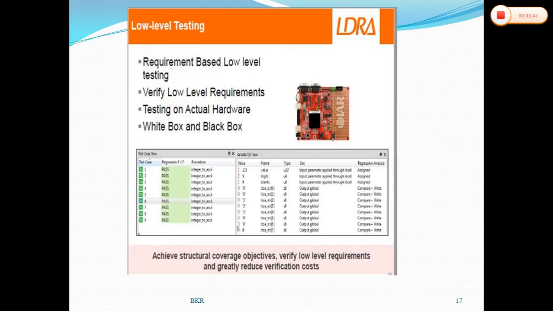In functional testing, one is low level testing. What is low level testing? Testing on the actual hardware, either white box or black box. What is white box testing? In white box, the tester knows the logical relationship between input and output. He must know that relationship. What is black box? The tester doesn't know what is inside the box. He just applies the input and sees the output. That's called black box, like a blind method. In white box, he knows each relationship between input and output. That's white box, and the second is black box.